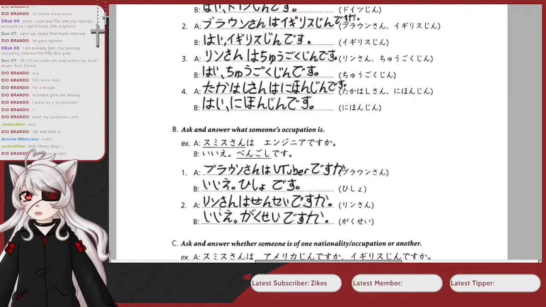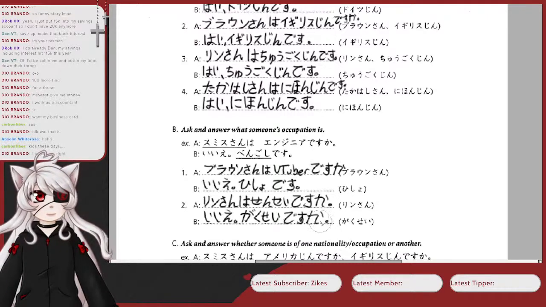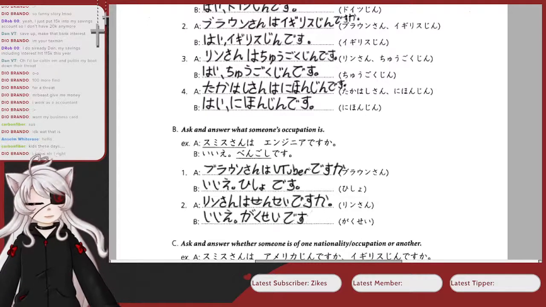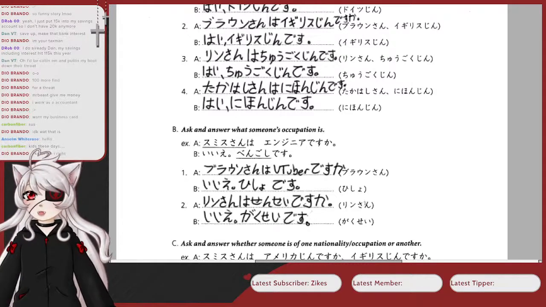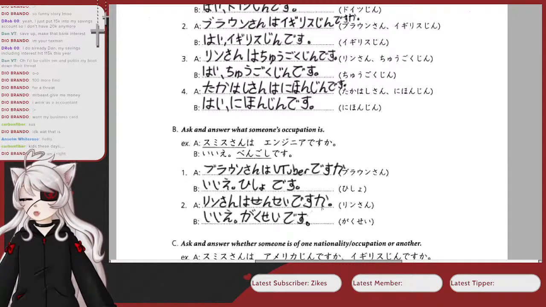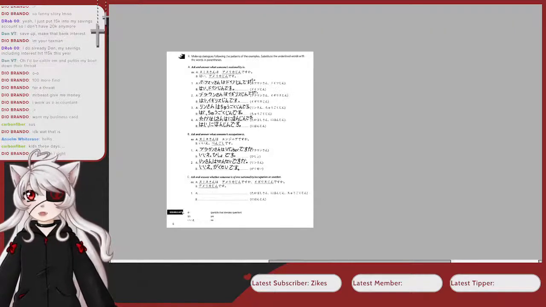And then, Rin-san wa sensei desu ka? Iie. Gakusei desu. Oh god, no, not just gakusei desu ka. We're not firing a question back at them. Gakusei desu. So, is Rin a teacher? No, Rin is a student. But she has a mean enough expression that she definitely could be a teacher.